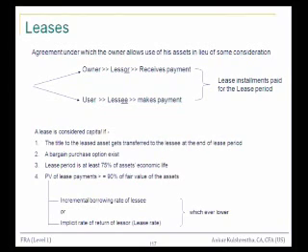Can you see the last double E being underlined? The owner who receives payment is known as lessor. Okay, so how would you remember which party is known as what?